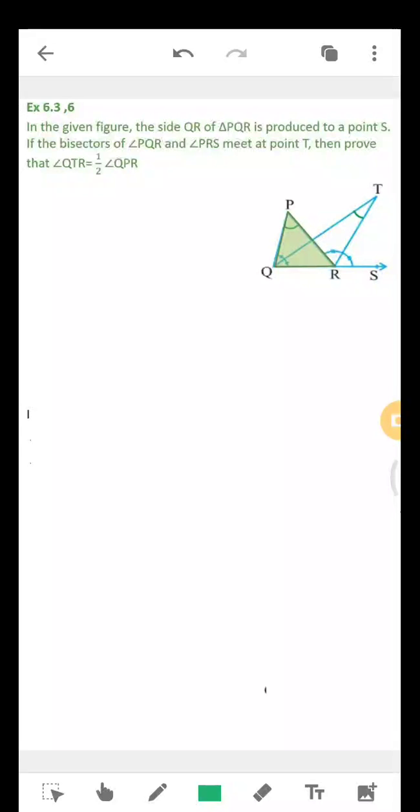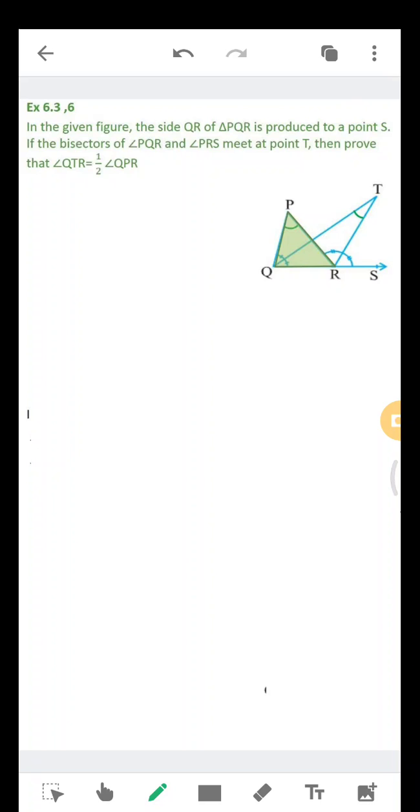Welcome back everyone. In today's session we will continue question number 6 of exercise 6.3, which is one of the most important questions of this exercise. So let's see what's given in the question and what is required to prove.